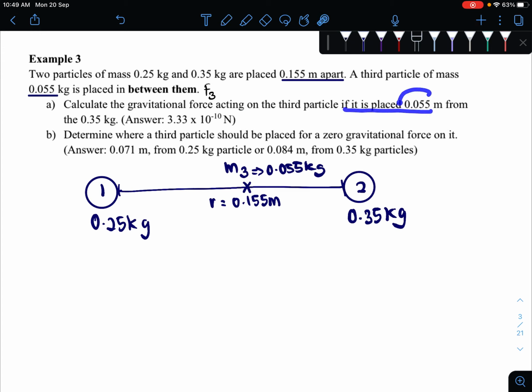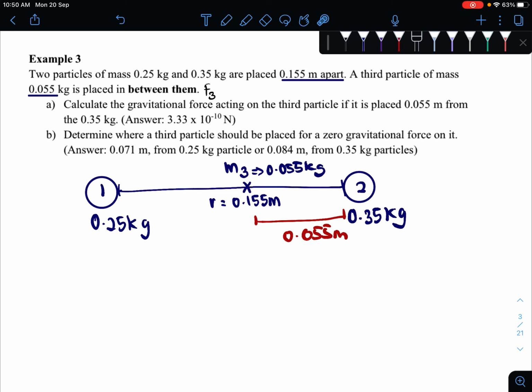If it is placed at 0.055 meter from 0.35 kg. So maksudnya dia dah bagi tahu jarak dalam soalan, iaitu jarak dia adalah 0.055 daripada objek yang berat dia 0.35. So objek 0.35 is our mass 2. This one here. Okay, so jarak antara mass 2 dengan mass 3 adalah diberi sebanyak 0.055 meter. Let's say this is that distance.